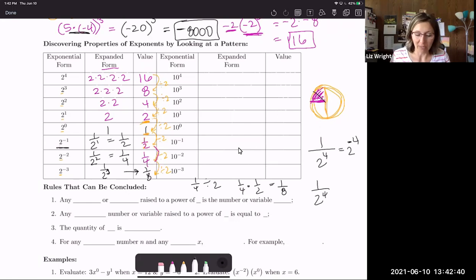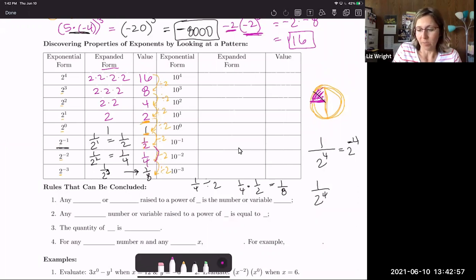All right, so now I would like for you to pause the video and try to do the right-hand side of this table. And then I'm going to go ahead and do it for you as well, but I would like for you to pause the video and see if you can fill in those right 2 columns on your own.